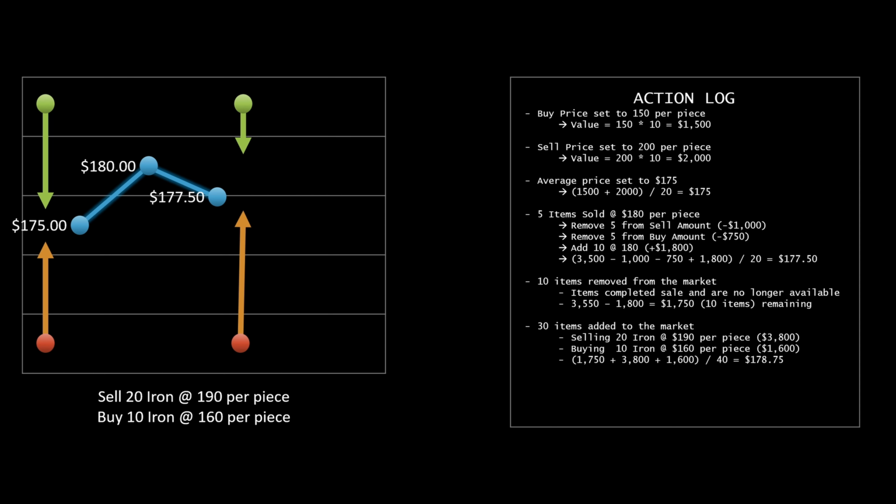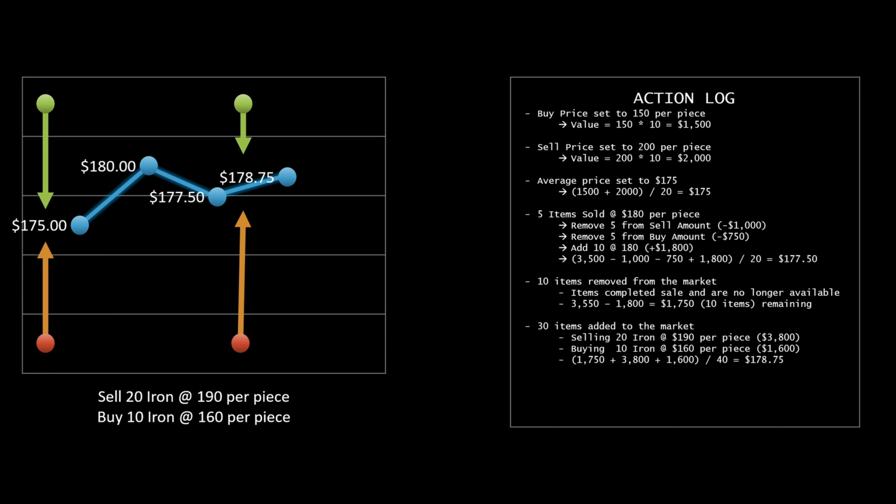If you do this math, these two new requests are setting an average price of 180 per piece, which is in line with the previous transaction. However, in this case, there are 30 new items being tracked in this index. And if you do that math, it means the average price for iron sits at 178.75. Now, some of you probably just heard me say that and said, wait a minute, those new items come at an average of 180 per piece.